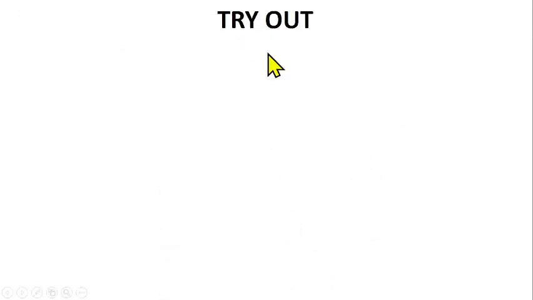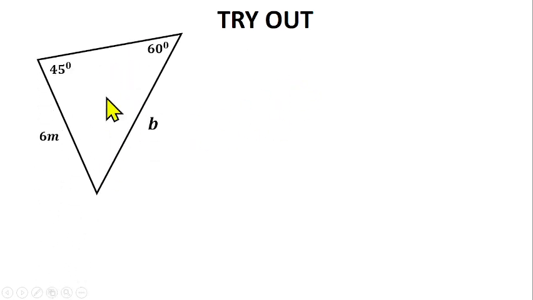Let's try out a triangle to see whether you understand the condition that must be satisfied before we can use the sine rule. Look at this triangle. This angle is 45 degrees, this angle is 60 degrees, this side is given as 6 meters, and we have to look for this side, which is B. The question is, can we use the sine rule to find the value of B? Is the condition for the sine rule satisfied?